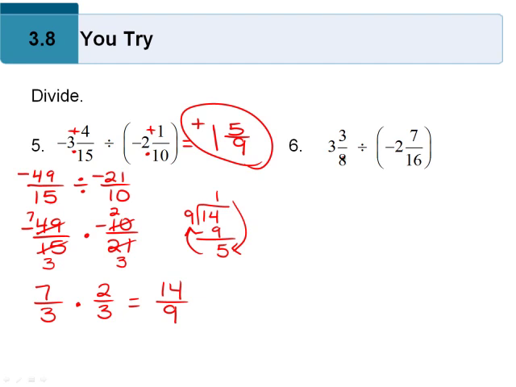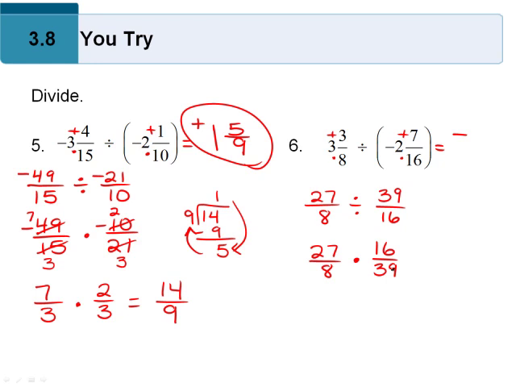All right, number 6. We have a positive divided by a negative, which is going to be a negative. Okay? Change them to improper fractions. So 8 times 3 is 24, plus 3 would be 27 over 8. Keep it as division. Okay? 16 times 2 is 32, plus 7 would be 39 over 16. All right, so now keep 27 over 8, change, and flip 16 over 39. And I'm just leaving the signs out because it's just easier.